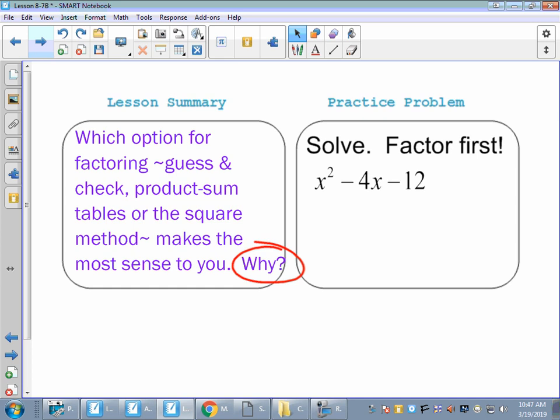And then here, solve this one. Remember to factor it first. They want you to solve it. So that solve means you're going to have an equals 0 here. So factor it first, set them equal to 0, and go from there.